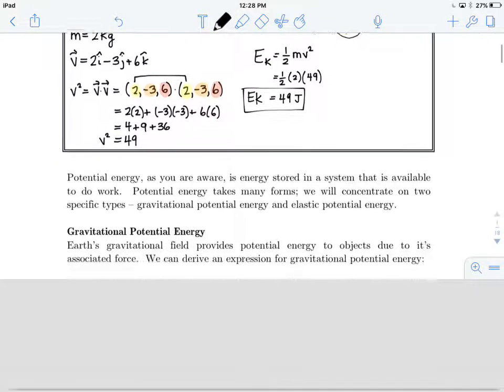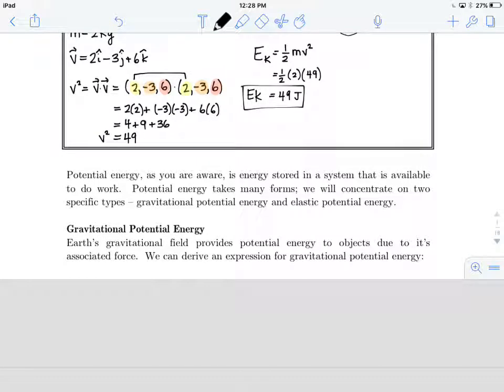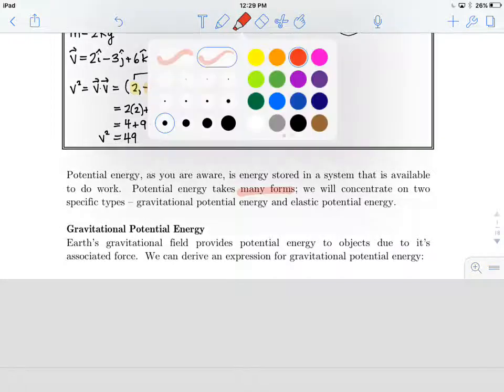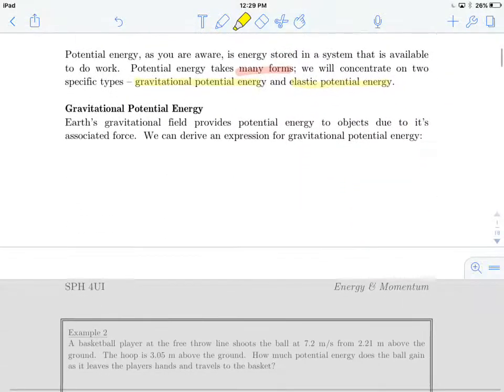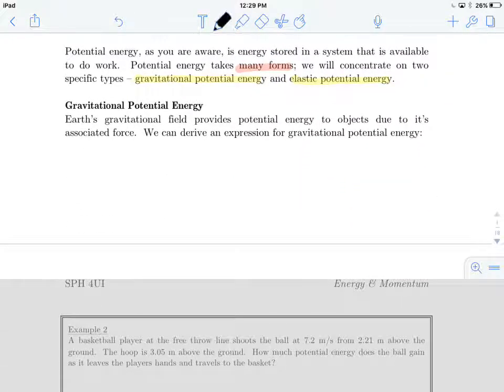Potential energy is energy that's stored in a system because of some force. And it's available to do work, although it may not be doing work right now. Potential energy takes many forms. Okay? And we're going to mainly concentrate on 2 specific types in grade 12, gravitational potential energy and elastic potential energy. And so that's what we're going to look at. Of course, we did investigate gravitational last year, and now this elastic potential energy, this is our new addition for grade 12.